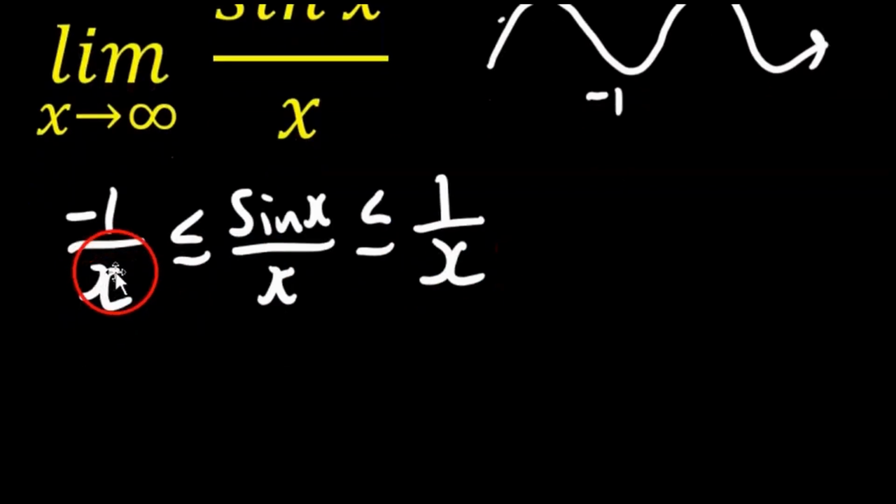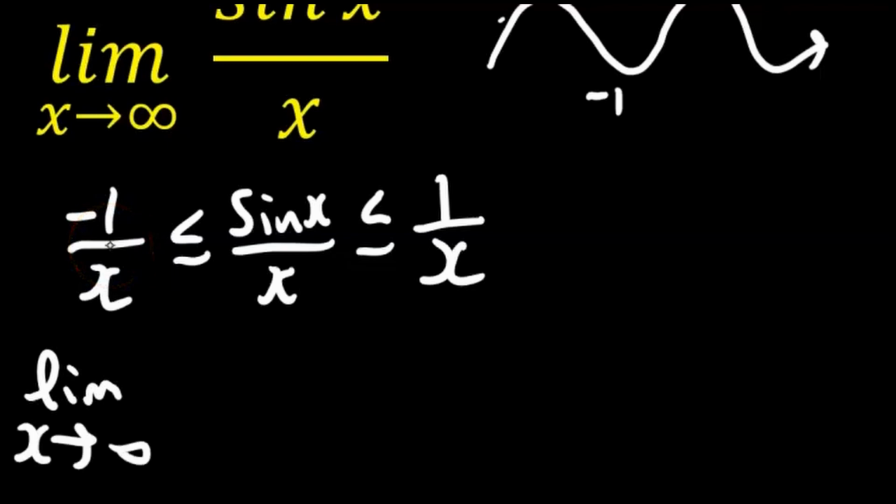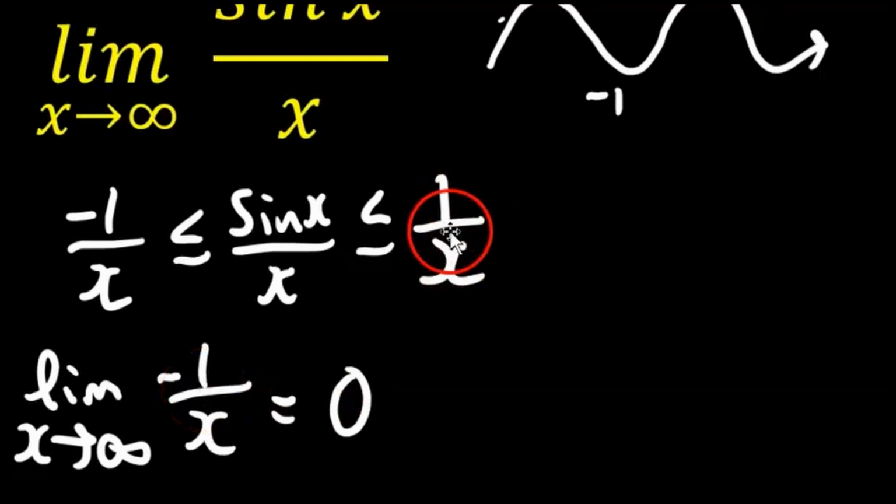So the limit of this function here, as x goes to infinity of negative 1 over x, I hope this is pretty obvious. You have a very large denominator, and negative 1 in the numerator. So this goes to 0 from the negative side. So this is going to equal 0. But also this one as well.